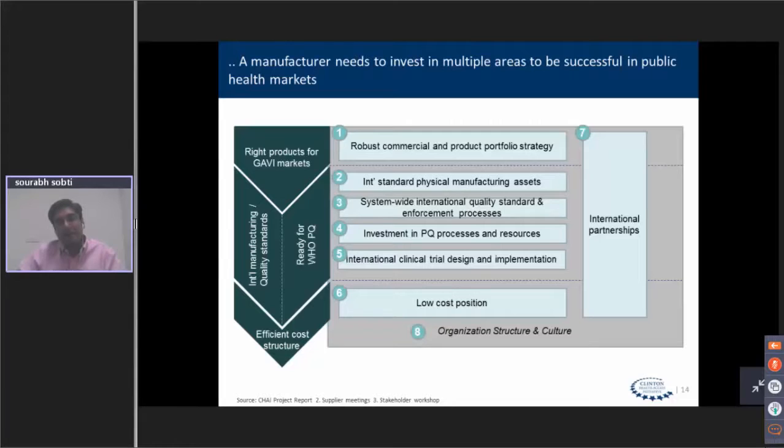So net, having the right product portfolio for low and middle-income country markets, having international manufacturing and quality standards, having an efficient cost structure, which is basically splitting your production capacities for high and low income countries or public and private markets, would give you larger capacities, so you're able to allocate less of the fixed costs in the public health markets, which you can then be competitive and be ready for achieving WHO PQ. Would all these factors significantly help any vaccine manufacturers to be successful in public health markets.